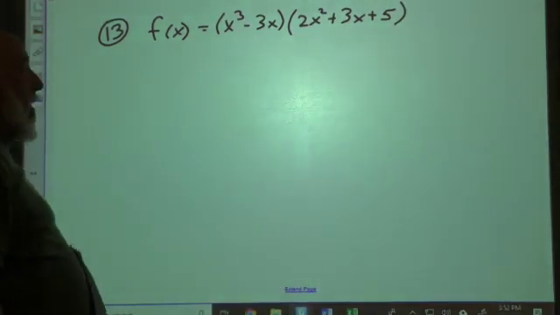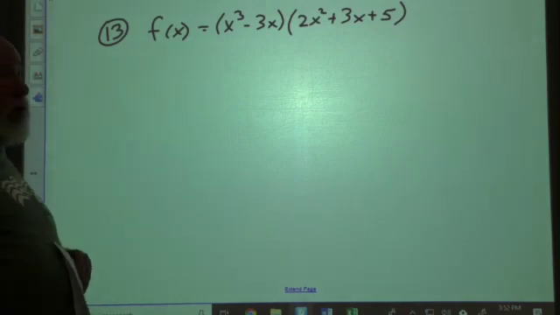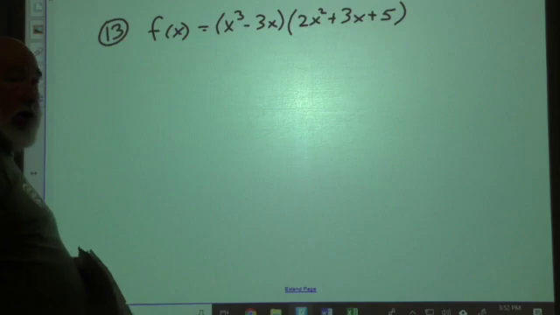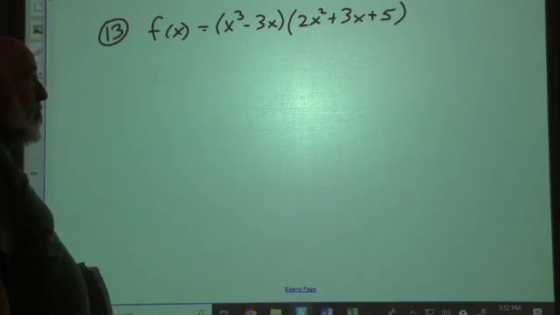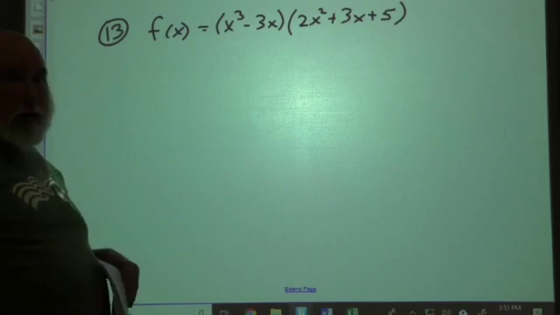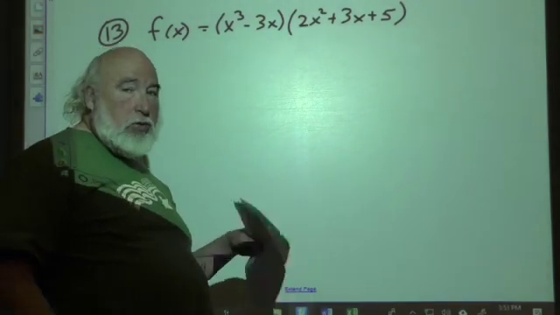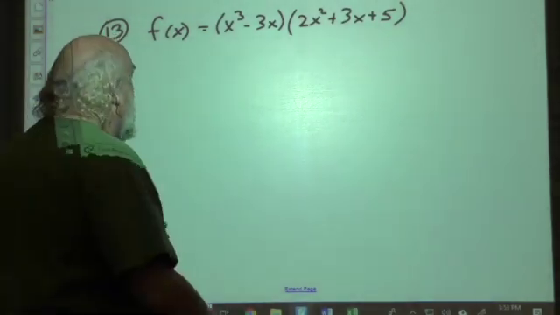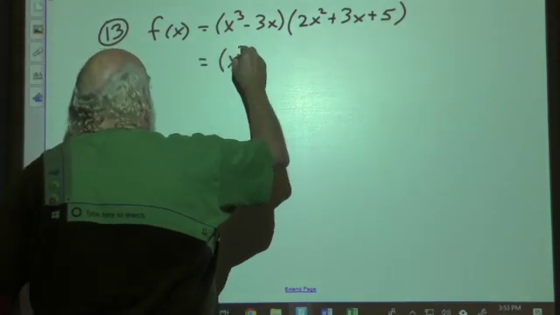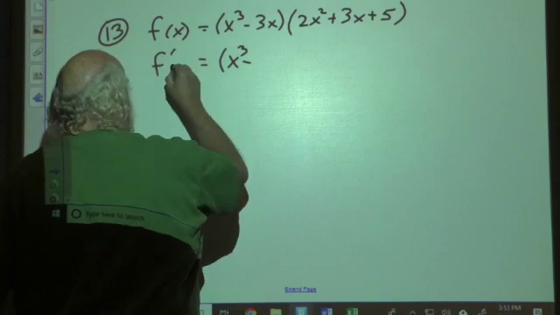Now, if you want to FOIL that out and then find the derivative of that, that's fine. If you're really good at FOILing, it might save you a little grief. We're going to go ahead and use the power rule since that's pretty much one of the two topics we're talking about this week. So, this is going to be x cubed minus 3x. Oh, this is f prime of x, by the way.